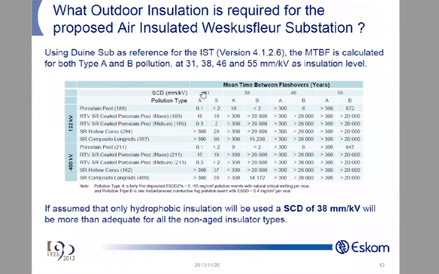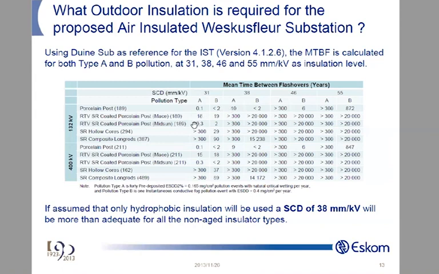Right, let's start off. I specify 31 millimeters per kV. So for a type A pollution, for the porcelain, I'll be getting a mean time between flashovers of 0.1 year. So take 0.1 times 12, my goodness, we're getting flashovers galore. Now if we take a look at type B, which is instantaneous pollution, I'll be getting just less than 2 years between flashovers, so nearly one flashover every year.